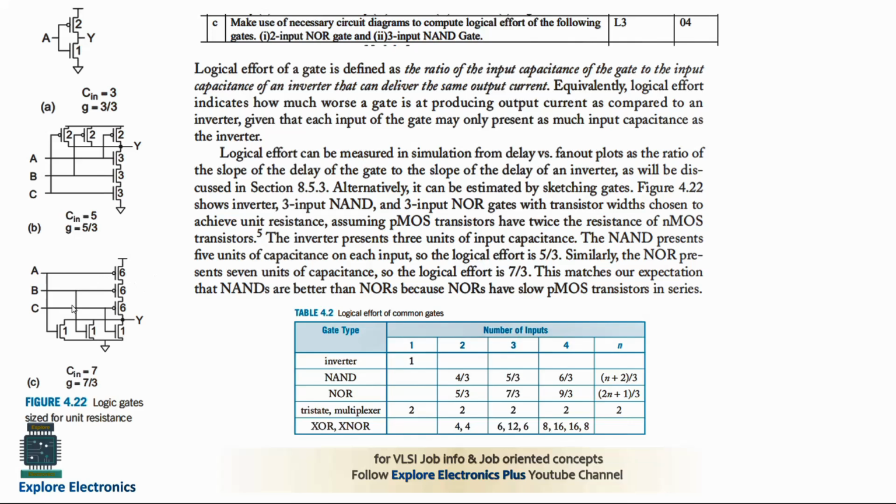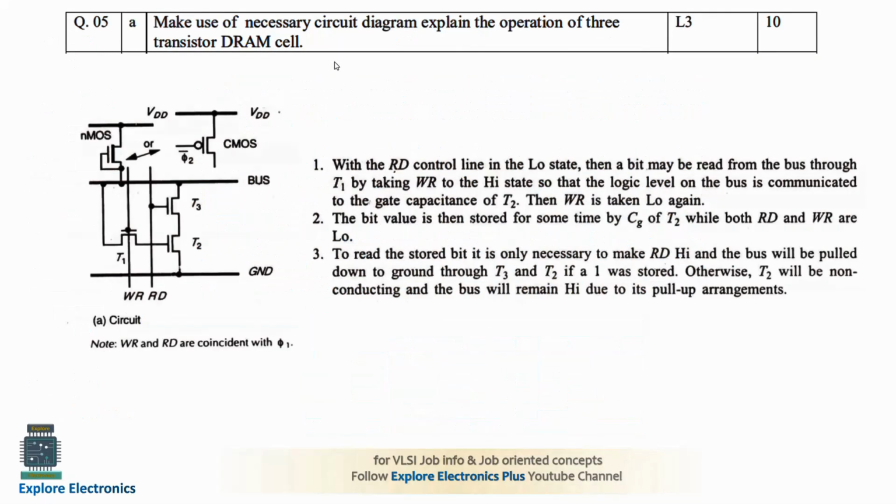Here the 3 input is shown. Just convert this into a 2 input NOR gate and write. And it is 5 divided by 3. Here it is 7 divided by 3. And that is the answer for the question for computing the logical effort. Make use of necessary circuit diagram.